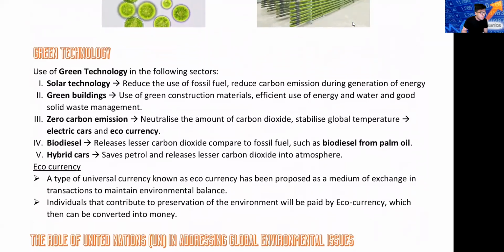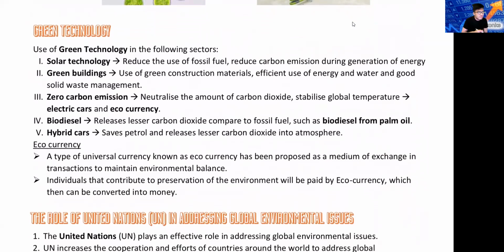All right, next, green technology. As I said, if you are very tech savvy, that means if you spend a lot of time reading technology stuff, you will see all these things in technology lately. What is solar technology? What is green building? I think you learned green building in Form 4 already. What is zero carbon emission? Now we try to go for electric car or eco-currency. What is biodiesel?